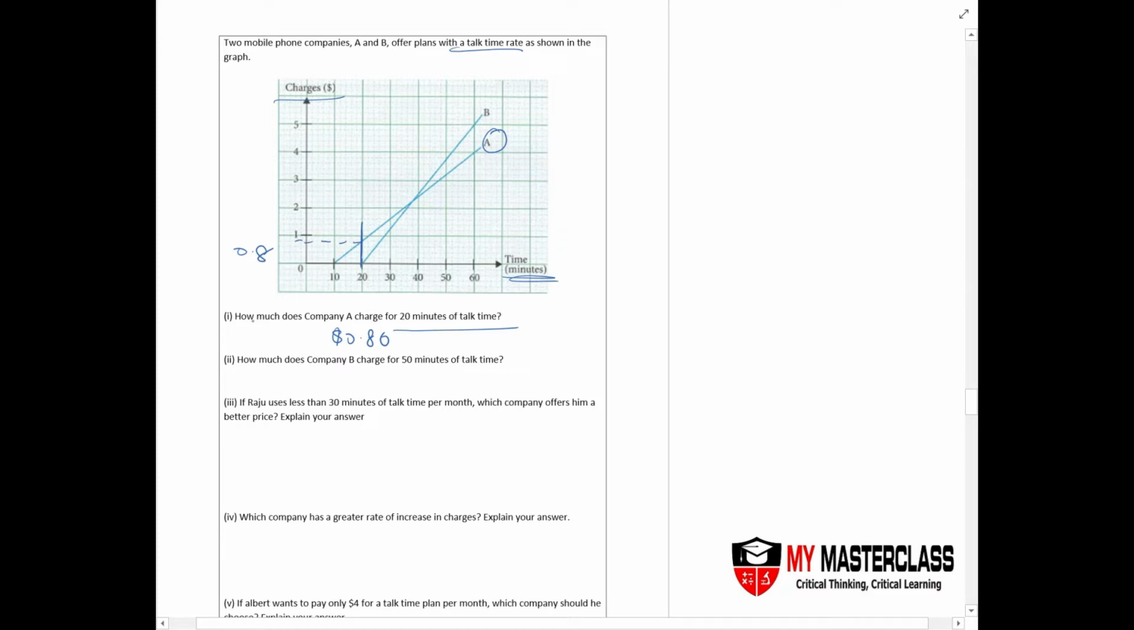For the second part, how much does company B charge for 15 minutes of talk time? So for company B, can you see my little dotted lines here? Then I would have this one, which gives 3.8. So therefore it's $3.80. Always remember, if from 4 to 5 there are only five boxes, it means that each box is a 0.2 unit, in this case 20 cents.